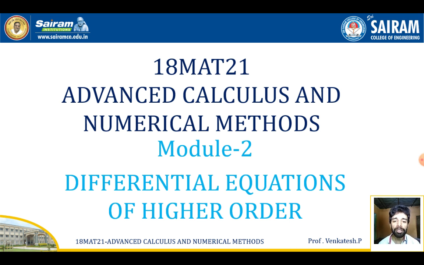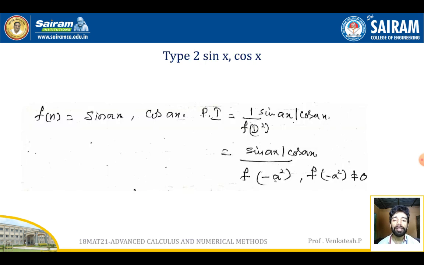In this lecture, I am going to discuss functions of the trigonometric form. That is, if f of x is cos ax or sin ax, we will see how to solve that kind of differential equation. Here, the particular integral type 2, the function will be of the sin ax and cos ax form. So if the function f of x is equal to sin ax or cos ax, the formula will be like this.